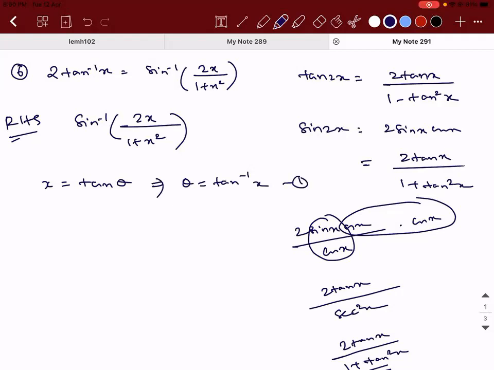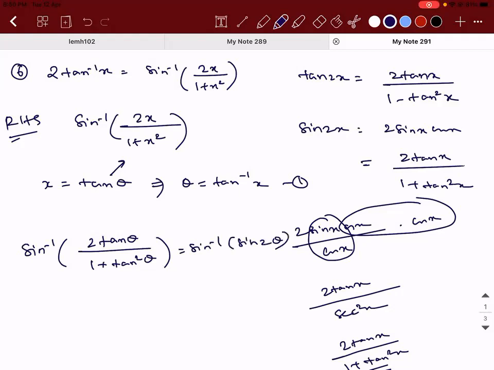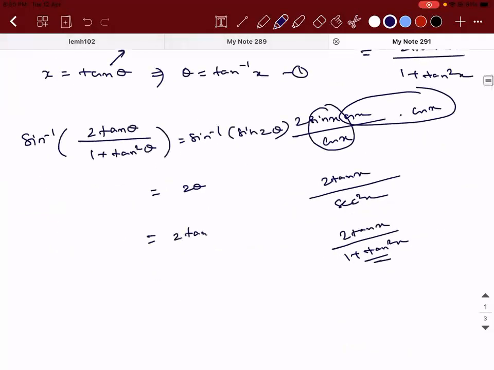This is called the substitution method. In the place of x, I am substituting tan theta. So I need to get back theta in terms of x. So theta is tan inverse x. So when I substitute it here, I get sin inverse of 2 tan theta divided by 1 plus tan square theta. This is sin inverse of what? Sin 2 theta. So sin inverse of sin 2 theta is 2 theta. And that is 2 tan inverse x. So that is why 2 tan inverse x is written as sin inverse of 2x divided by 1 plus x square. Clear?